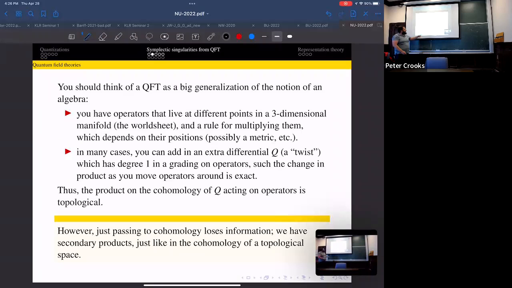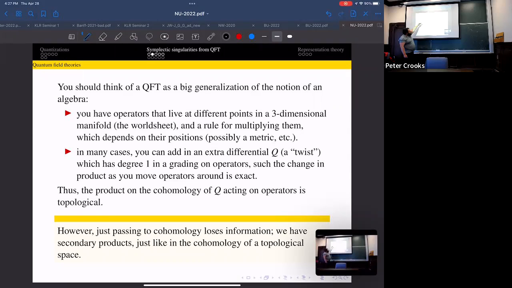And I mean, it really might depend on things like metrics and such. So for example, vertex operator algebras are about quantum field theories where the multiplication of operators depends holomorphically on the position. But sometimes, if you're lucky and the quantum field theory gods are kind to you, you can find something called a twist. So this is an extra differential on your quantum field theory, of degree 1, and some grading on operators we're not going to worry about.